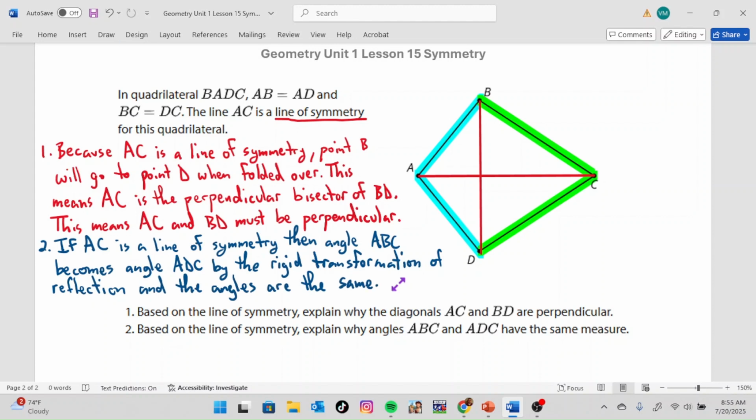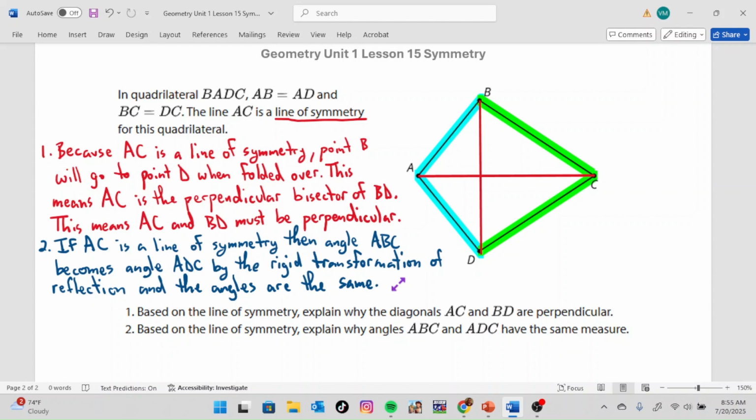Because remember, the whole key of rigid transformations is that the side lengths remain the same, which they told us in the top, and the angles also stay the same. So if I can create one by doing a rigid transformation of the other, then the two must be the same. I hope this makes sense to you, but if you still have any questions, please leave a comment.